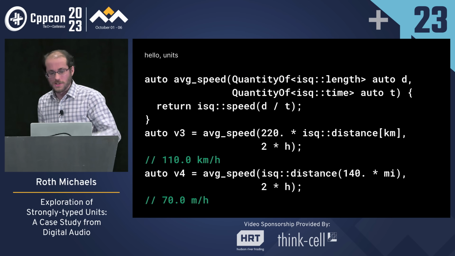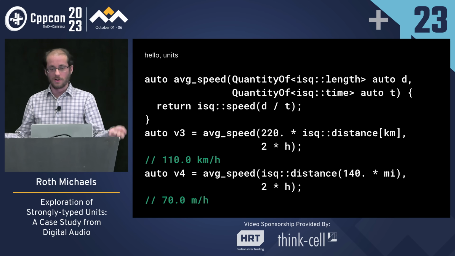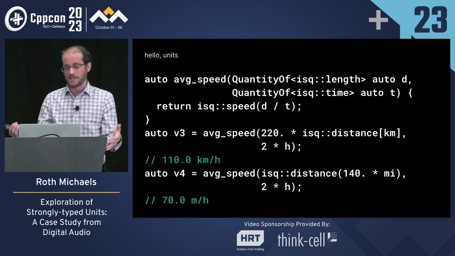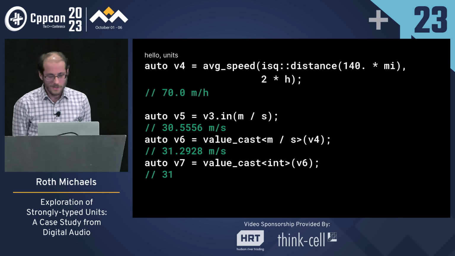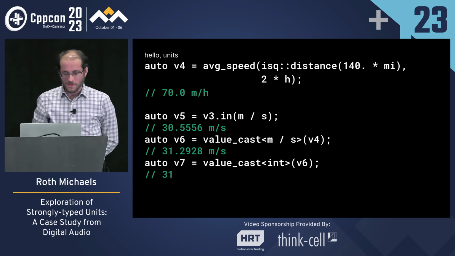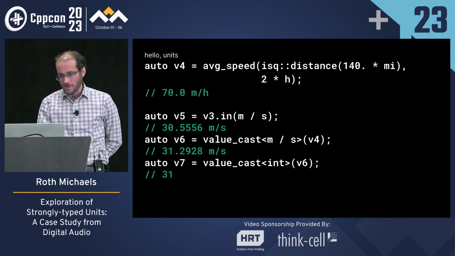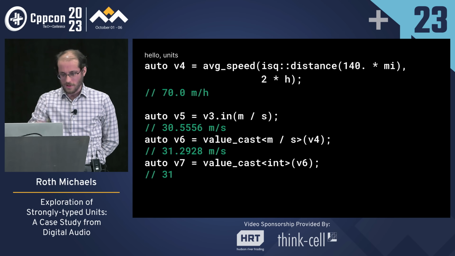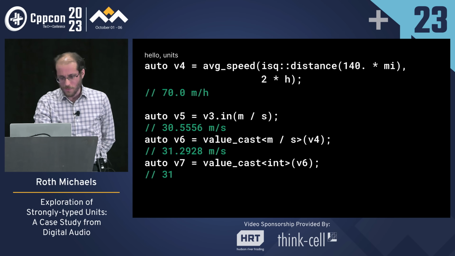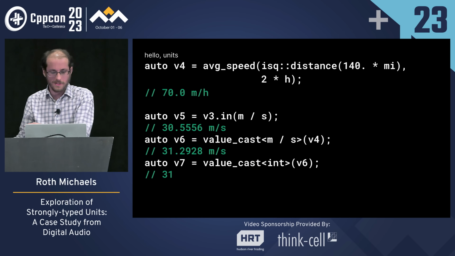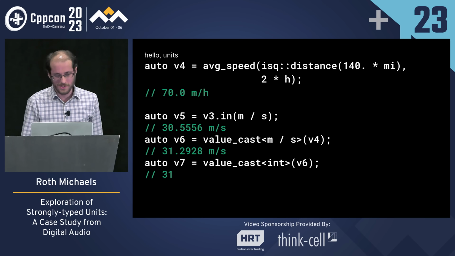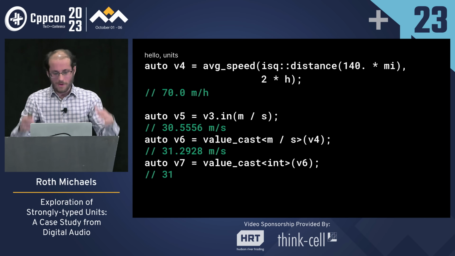And then to finish up, to make this completely type safe, instead of just returning a length over time, we can actually convert that specifically into a speed. And then here's just a few more things you could do. If we have a value that was previously in kilometers per hour or miles per hour, I forget which v3 was, we can say, oh, we want this in meters per second. Or you can use a cast to do this, or you can just turn it back into an int. So that's just high level what the library looks like.